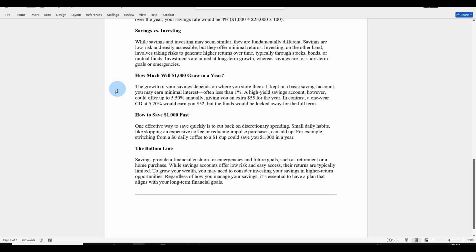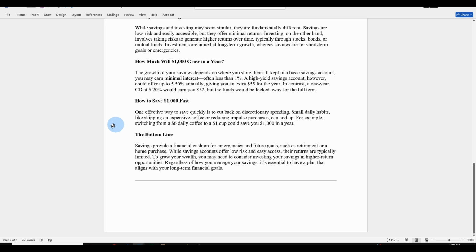How much will $1,000 grow in a year? The growth of your savings depends on where you store them. If kept in a basic savings account, you may earn minimal interest, often less than 1%. A high-yield savings account, however, can offer up to 5.5% annually, giving you an extra $55 for that year. In contrast, a one-year CD at 5.2% would earn you $52, but the funds would be locked away for the full term.